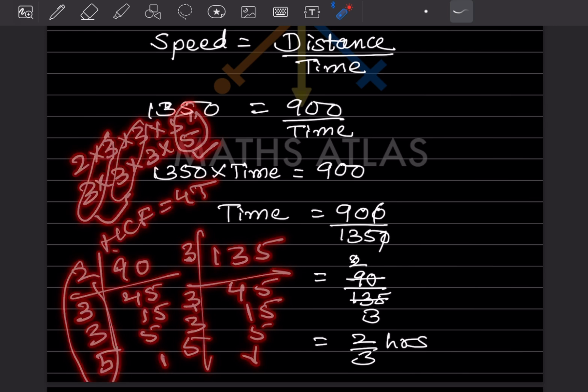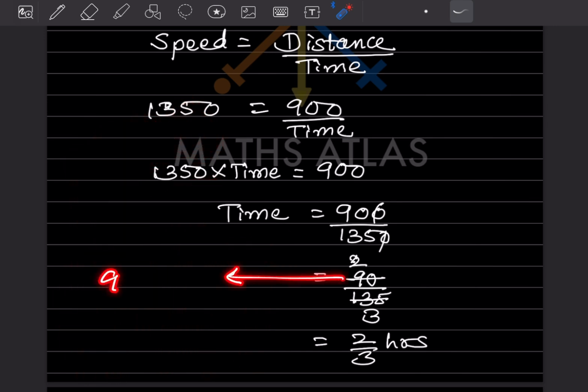So now you can see this one, 90, you can divide it by 45, and here 135, you can divide it by 45. So the answer will be 2 by 3 hours, so this should be 40 minutes. So this is the answer.